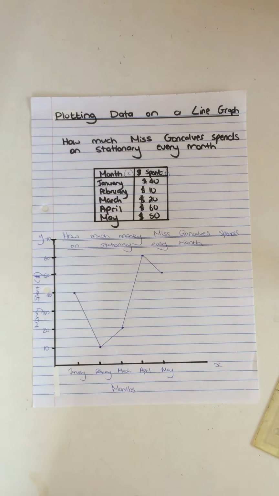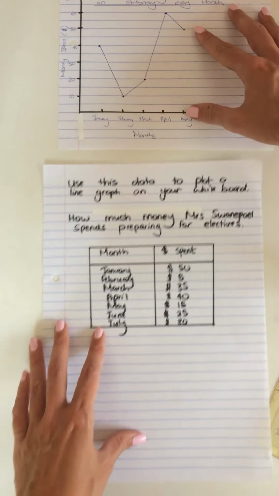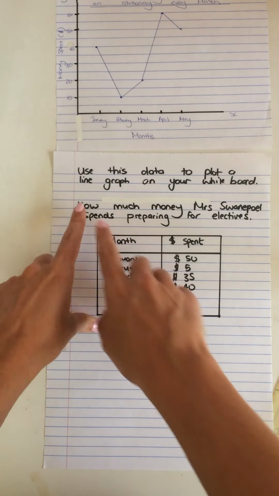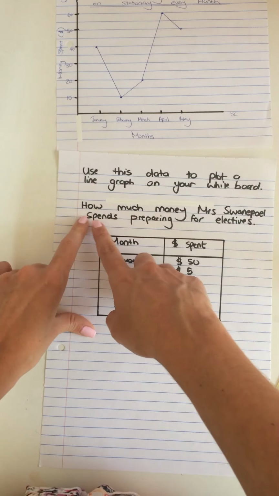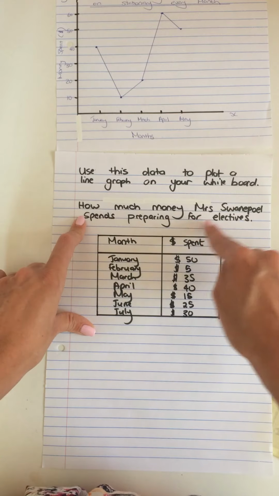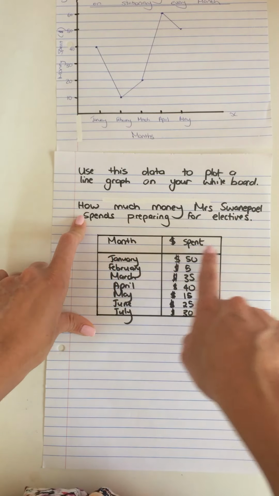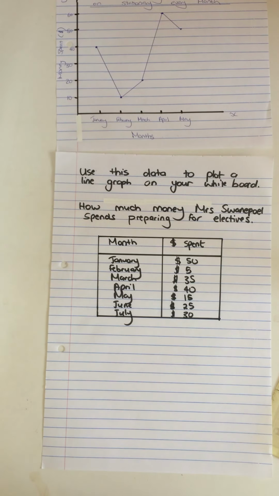If you understand this now, please pause the video and try this example by yourself on your whiteboard. If you don't understand, please watch the video again. In this example, it says you need to use the data to plot a line graph on your whiteboard. This table represents how much money Mrs. Swanepoel spends preparing for electives. Again, we have months, which is going to be our x-axis, and the money spent is our y-axis. And you are on your whiteboard going to try and plot this line graph using this data.